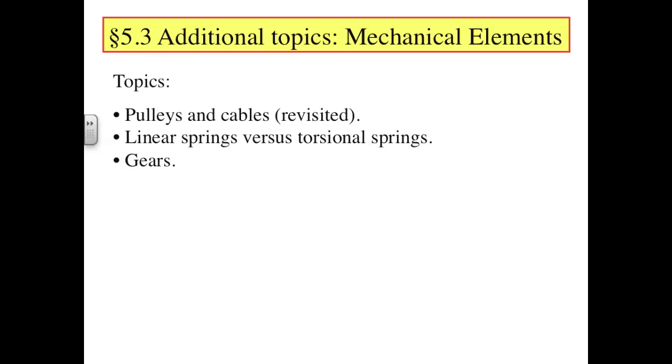We now take some time to discuss additional mechanical elements present in rigid body equilibrium. These include pulleys and cables, which are not new but we will touch on again, torsional springs in addition to linear springs, and gears.